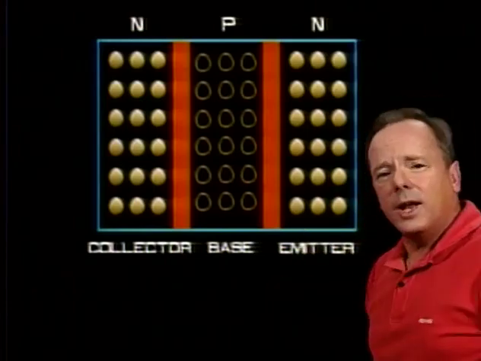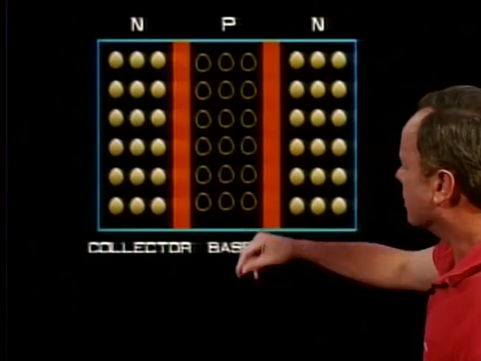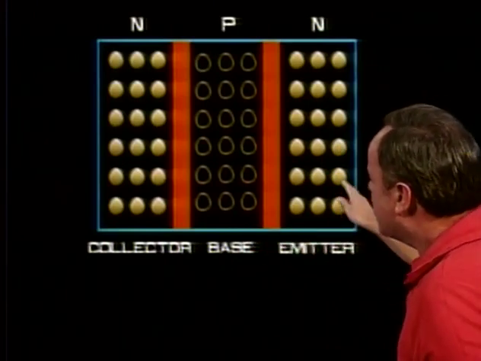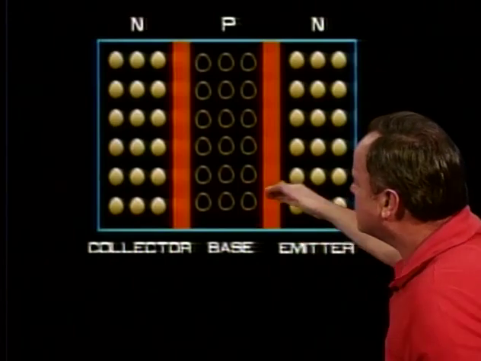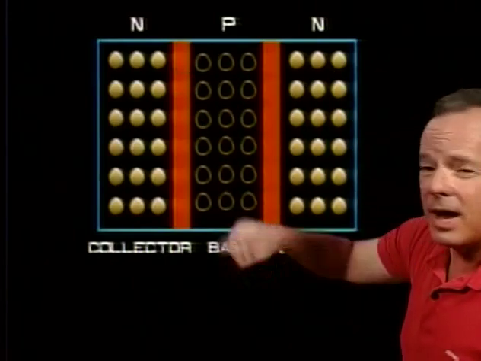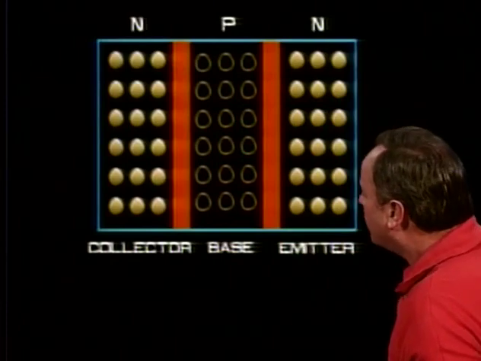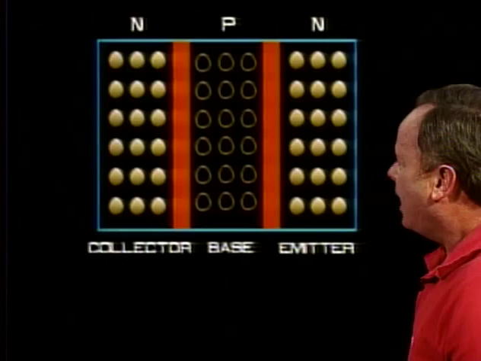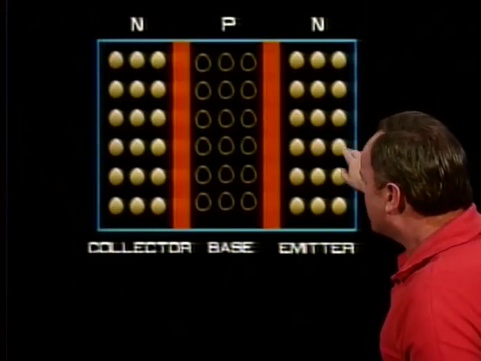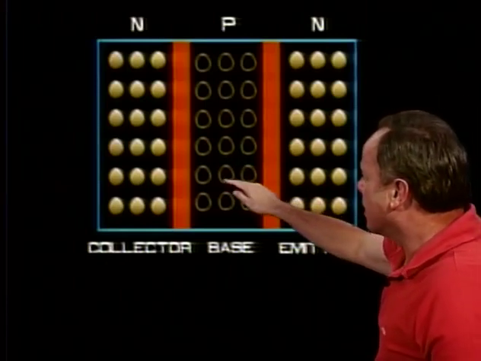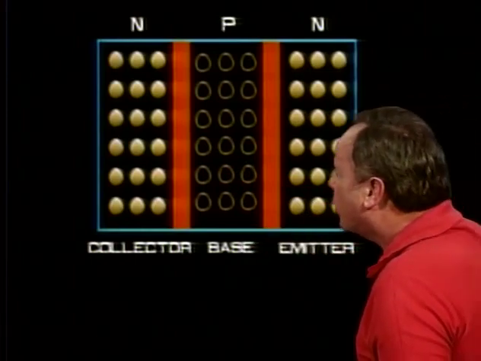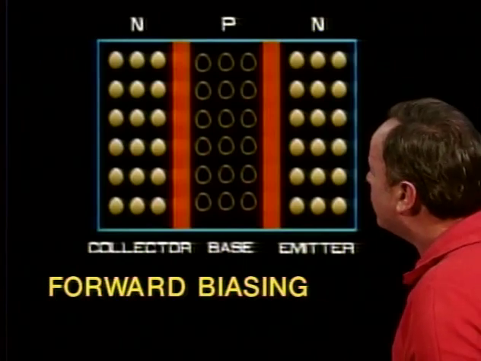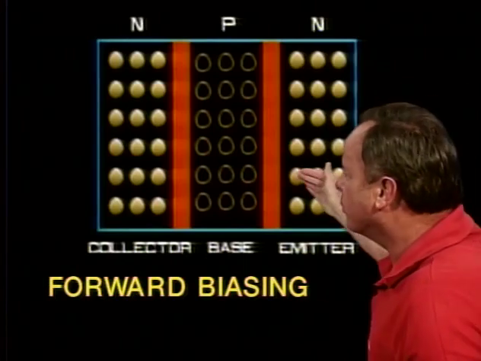So in order for electrons to flow through a transistor, the base has to have a different charge than the emitter. The emitter has a negative charge here. The base will have to have a positive charge in the case of an NPN type of transistor, and then electrons will flow across. So this is an NPN transistor, and when this has a negative charge, that's the emitter, and the base has a positive charge, the junction is called forward biased. Forward biasing means that a current will flow through the transistor.